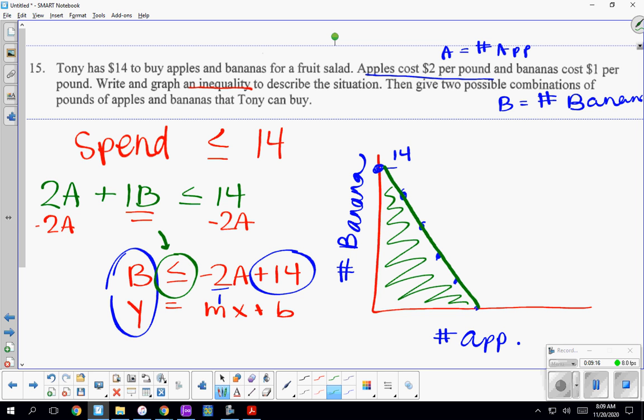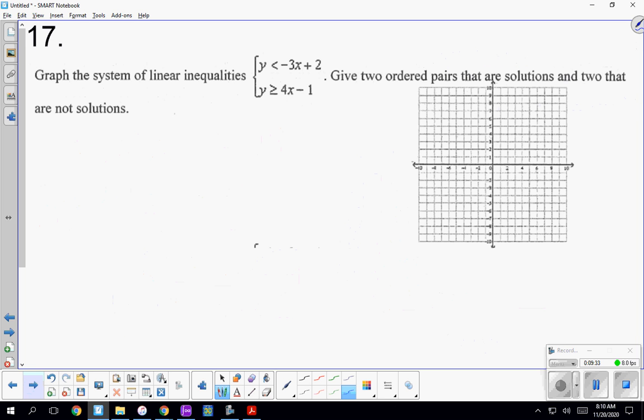And then the question says, give 2 possible combinations of pounds of apples and pounds of bananas that Tony can buy. So just make sure you're picking any 2 points here in the shaded region and describe how many apples that would be and how many pounds of bananas that would be. Same thing with the other ordered pair.